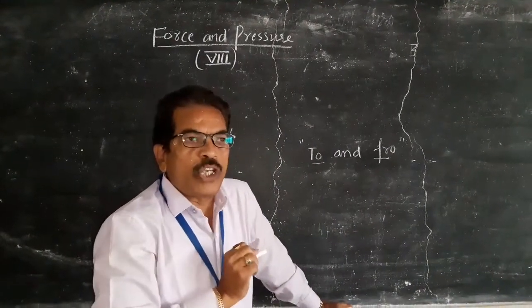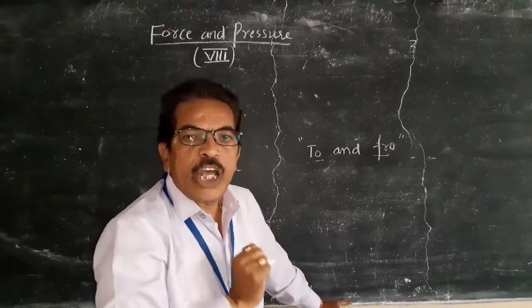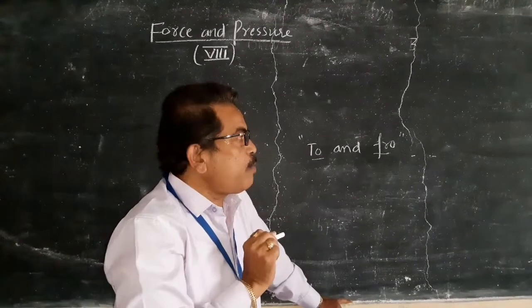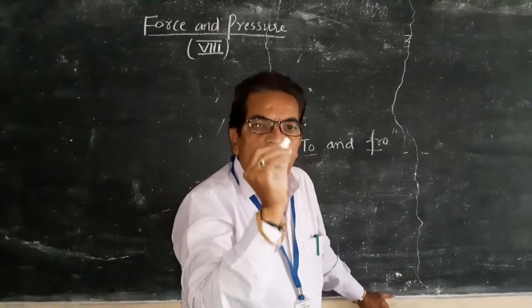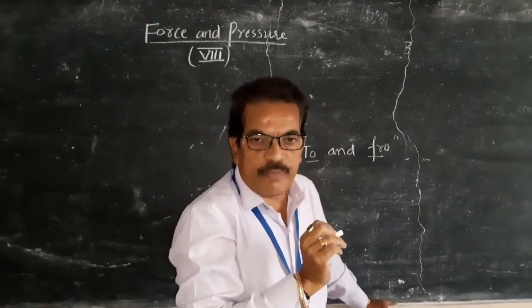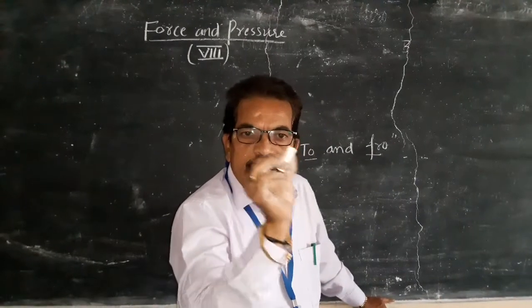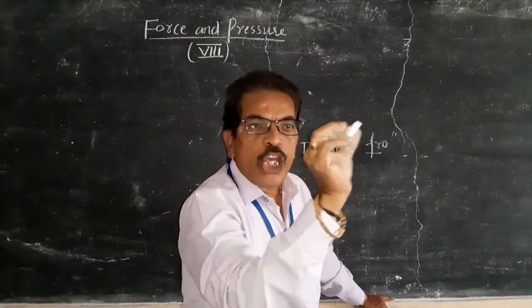Then one more motion we have defined, that is uniform motion. Uniform motion means whenever the object travels equal distances in equal intervals of time, then the object is said to be moving in a uniform motion.